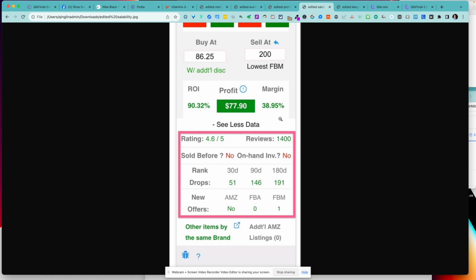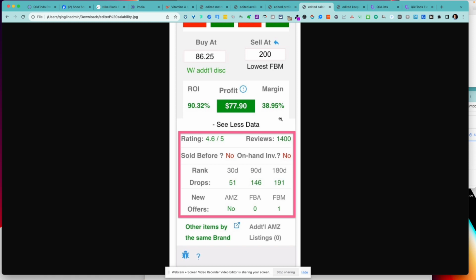And then the reviews: the more reviews, the better, because that tells you how hot an item is. If you see 1,400 reviews, that means probably a thousand more people already purchased it, and only a fraction of them leave a review. So you want to look for that.